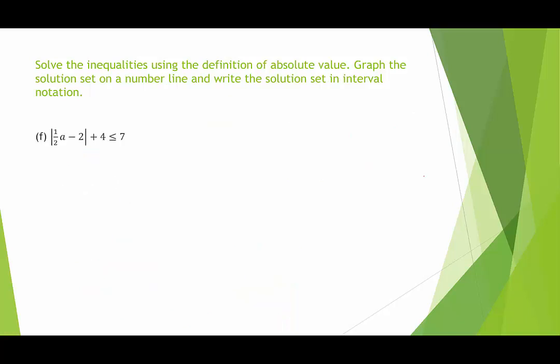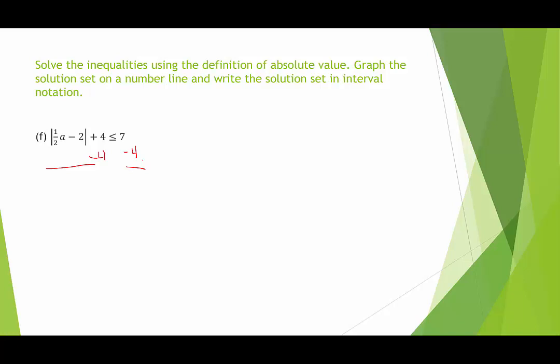For letter F, I notice that the absolute value is being added by 4, so before I can consider my 2 cases, I need to subtract 4 from both sides, and it's really important that you do this. A very common mistake is I have students who set up the 2 cases with that plus 4 there, and then they don't change the sign of the plus 4, which then makes the entire thing wrong.